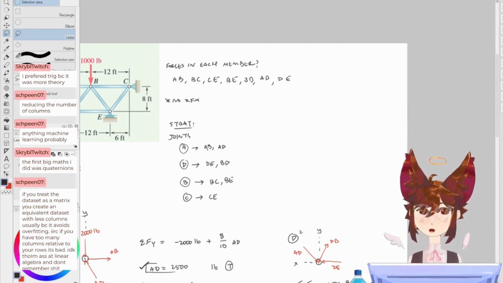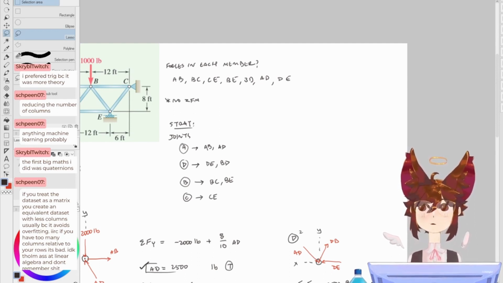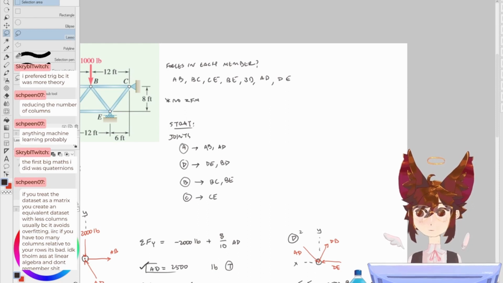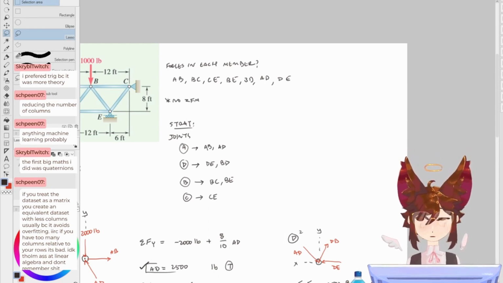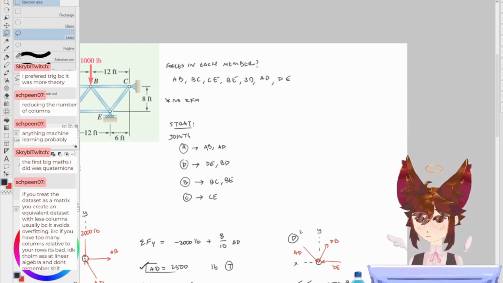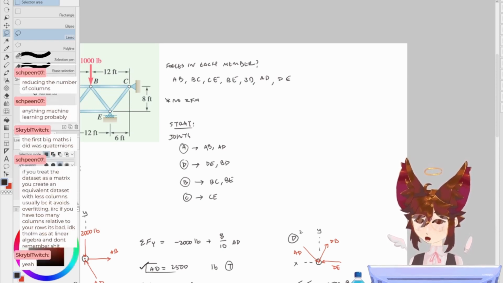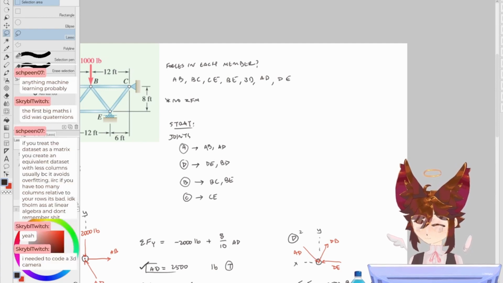Are they like tensors, or are quaternions a vector in 3D space with a rotation, right? If you treat the dataset as a matrix, you create an equivalent dataset with less columns usually because it avoids overfitting. If I recall, you have too many columns relative to your rows. It's bad. As for linear algebra, I don't remember shit.